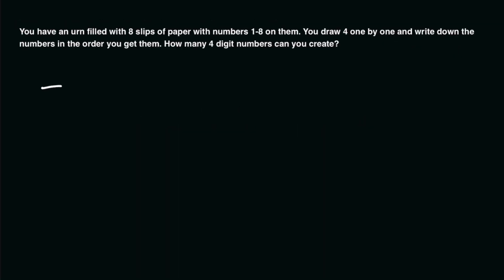You have an urn filled with 8 slips of paper with numbers 1 through 8 on them. You draw 4 one by one and write down the numbers in the order you get them. How many 4-digit numbers can you create? We have 8 choices of numbers for the first slot, 7 for the next because we did not replace the slip, 6 for the next, and 5 for the last. So our answer is 8 times 7 times 6 times 5, which equals 1680.